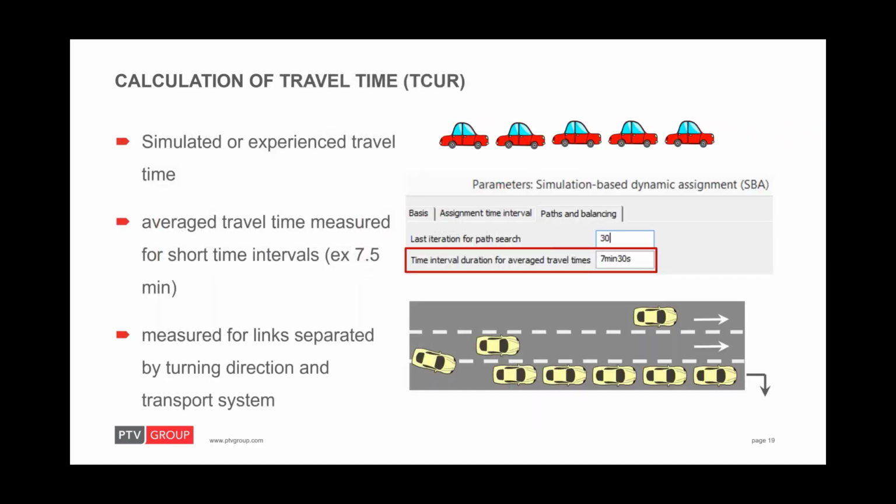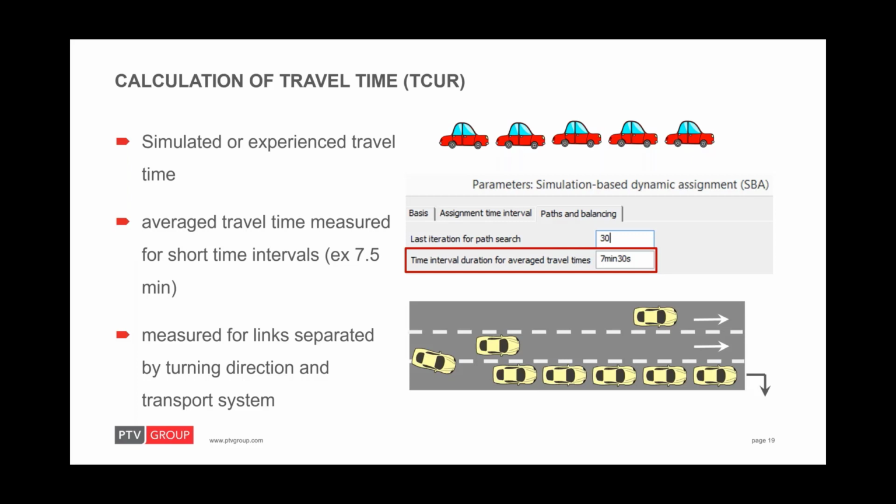Now, when we calculate travel time in the dynamic assignment case, what we are talking about is simulated or experienced time, which means that once the paths are found, calculating the time-dependent shortest paths, the vehicles are loaded onto those paths, and then the eventual travel time is reported as the experienced travel time by the vehicle after it ends its journey to the destination.